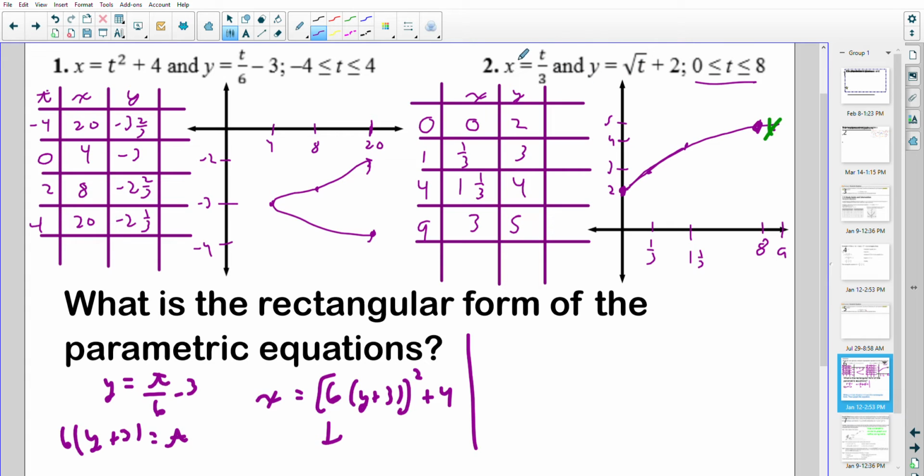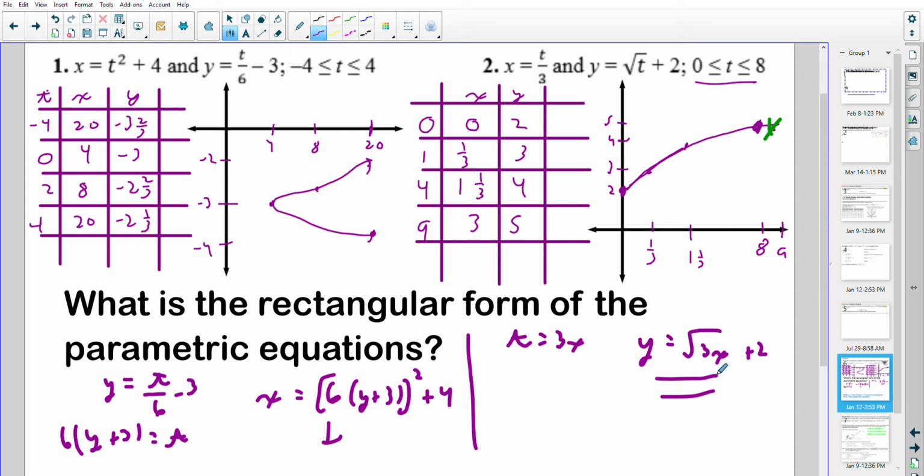The first case is going to be the easiest one. So I know that t is equal to 3x, and then I'm going to simply substitute that in to the second one, 3x plus 2, and now you eliminated the t.